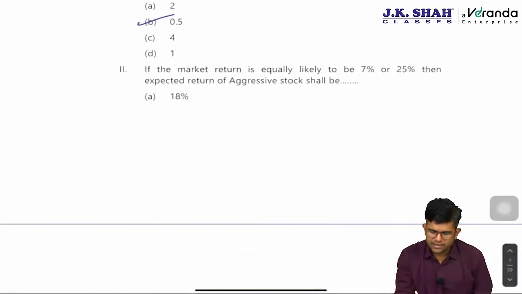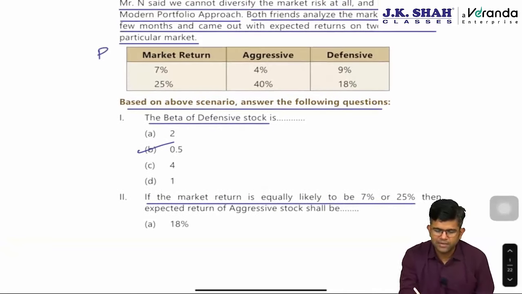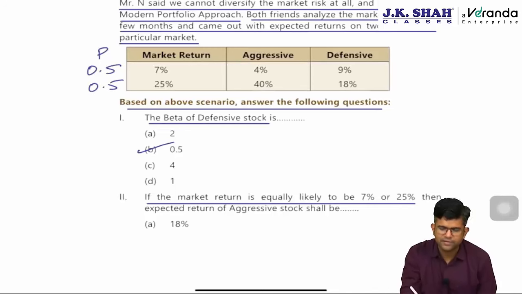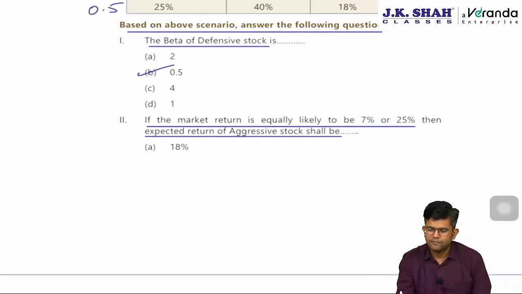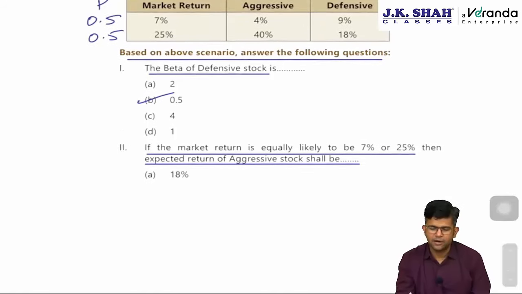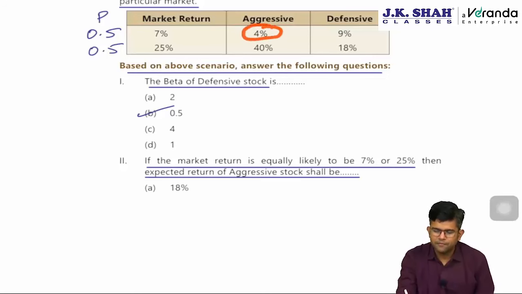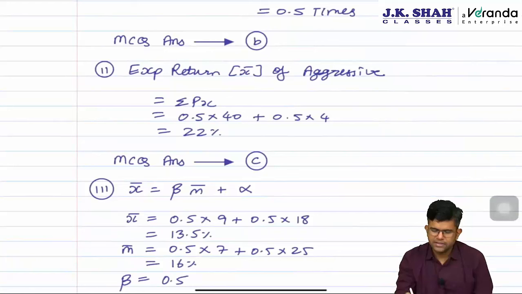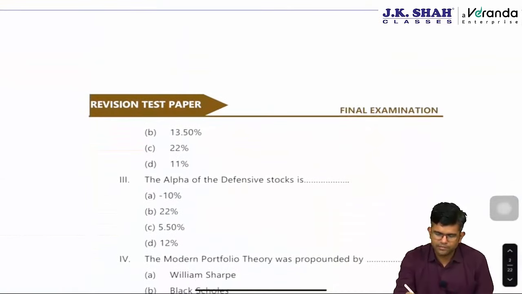Next, they are saying, if the market return is equally likely to be 7 or 25%. Equally likely means the probability is 0.5 and 0.5. They are asking, what is the expected return X bar of the aggressive stock? We will use the formula summation Px: 4 into 0.5 plus 40 into 0.5, and that comes to 22%. So the X bar for point number 2 is option C.